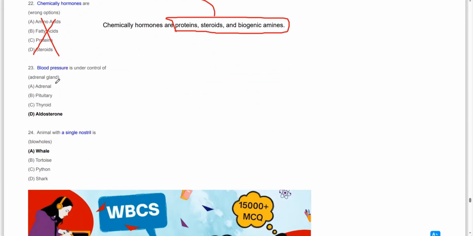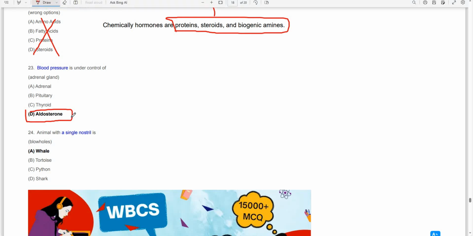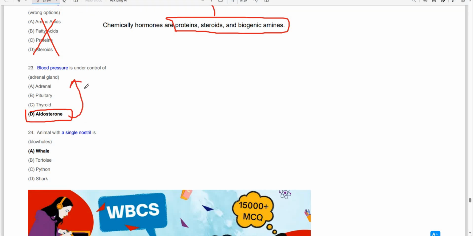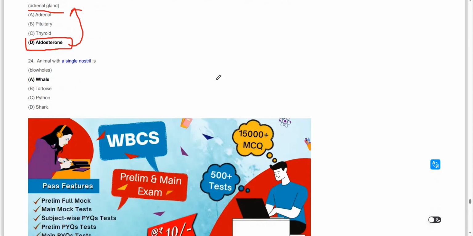Blood pressure is under the control of aldosterone, which is secreted by the adrenal gland. Aldosterone is the one that controls blood pressure. Blood pressure is controlled by aldosterone, and it is secreted by the adrenal gland. Moving on to the next question.